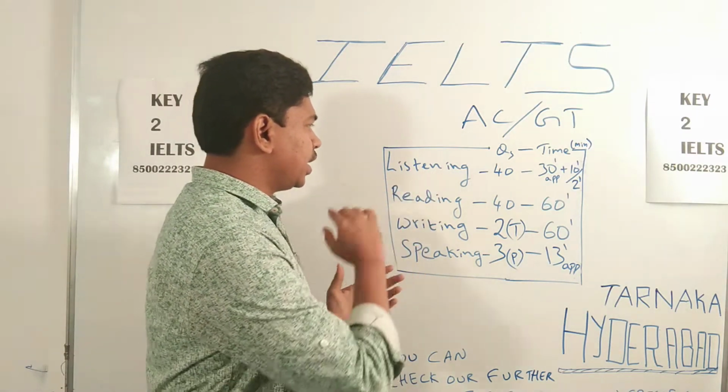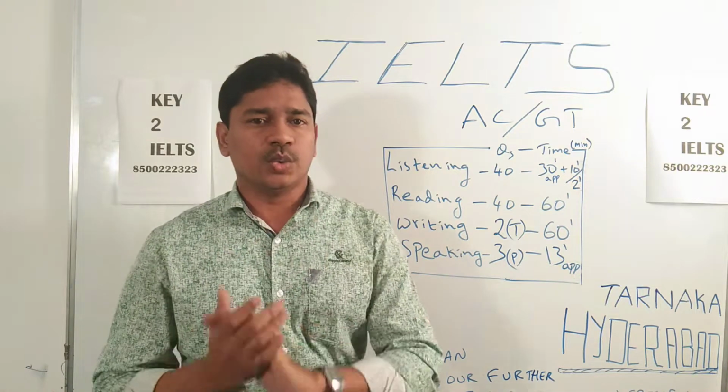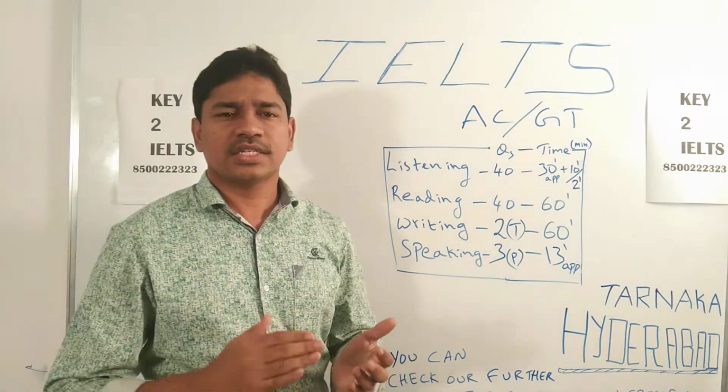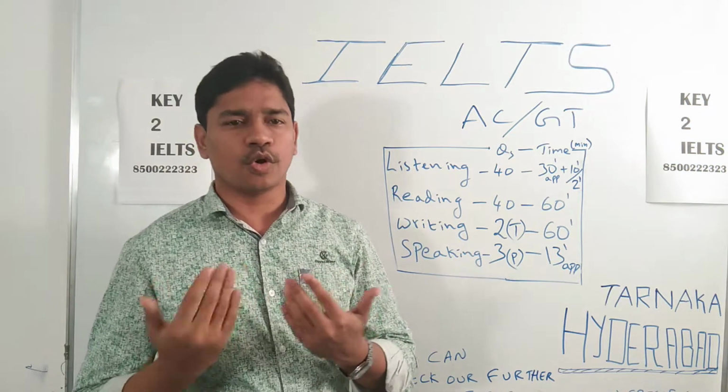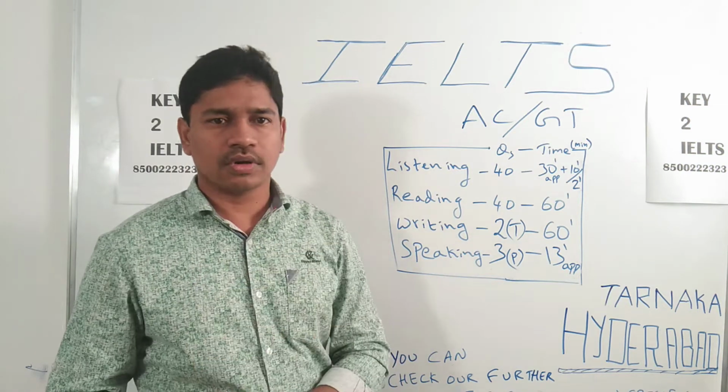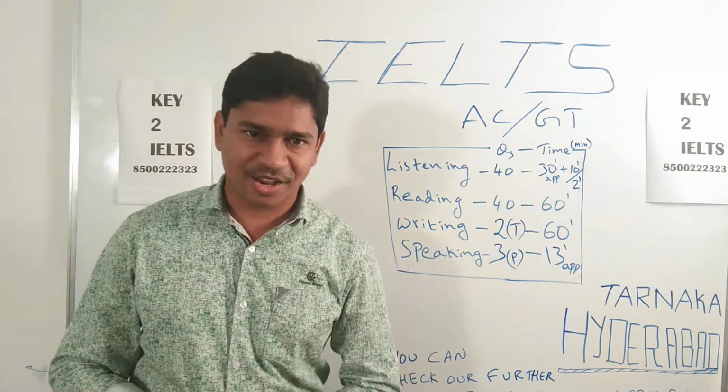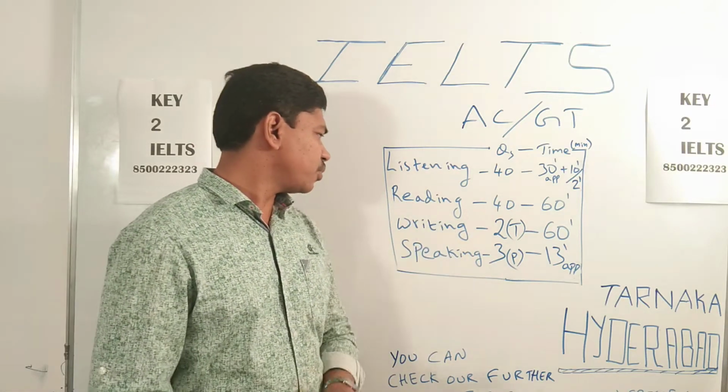But here, sections 1 and 2 deal with social needs, that is day-to-day conversations. That is section 1, and section 2 usually goes with a monologue, and sections 3 and 4 go with education and training context. Now, let's check further with reading.